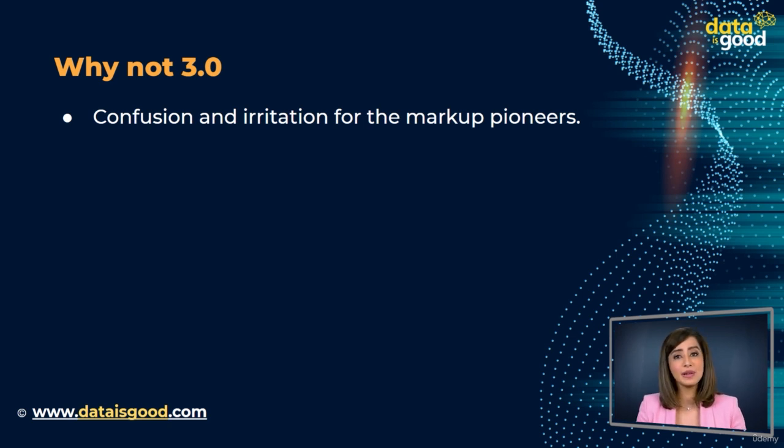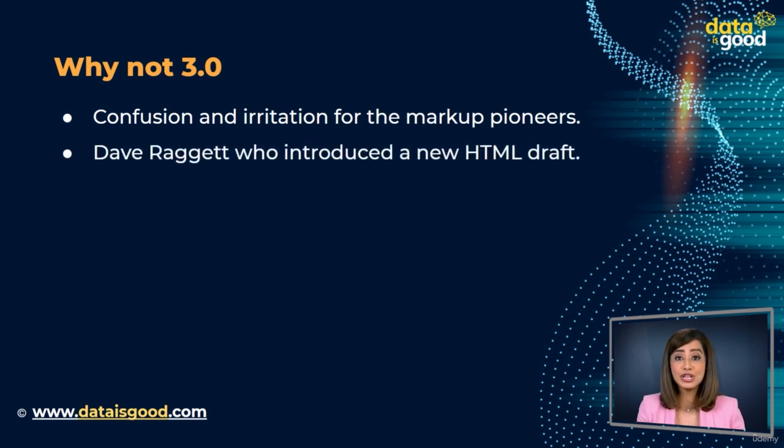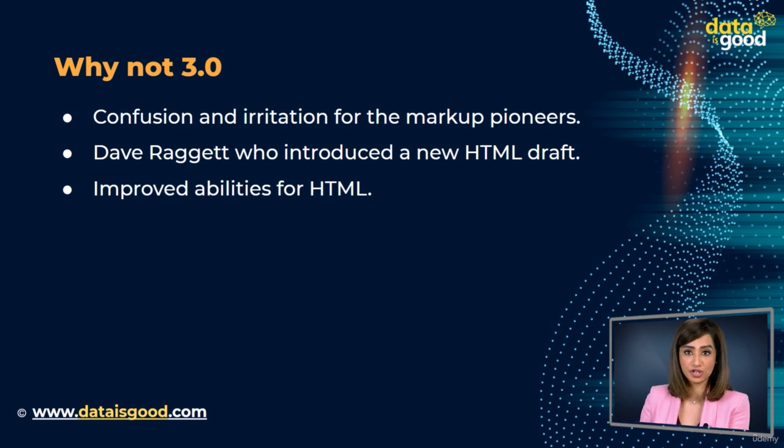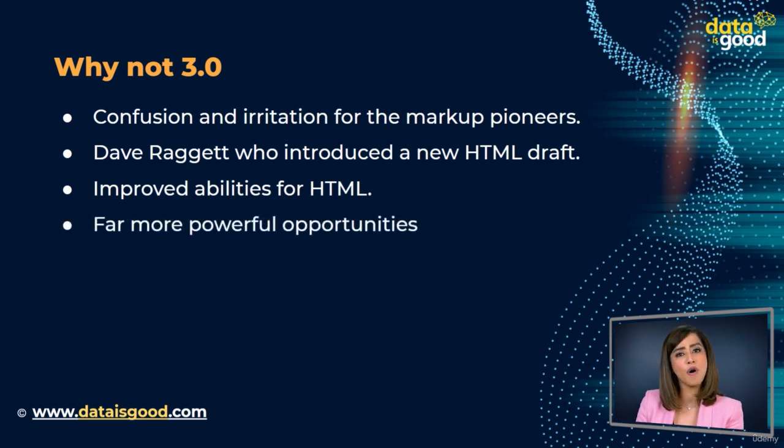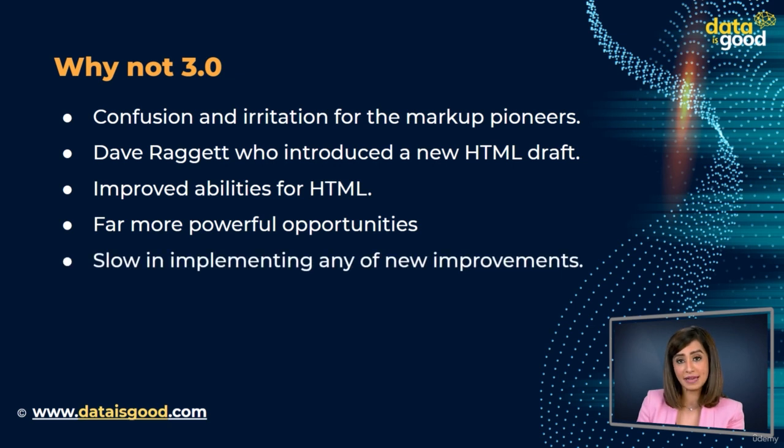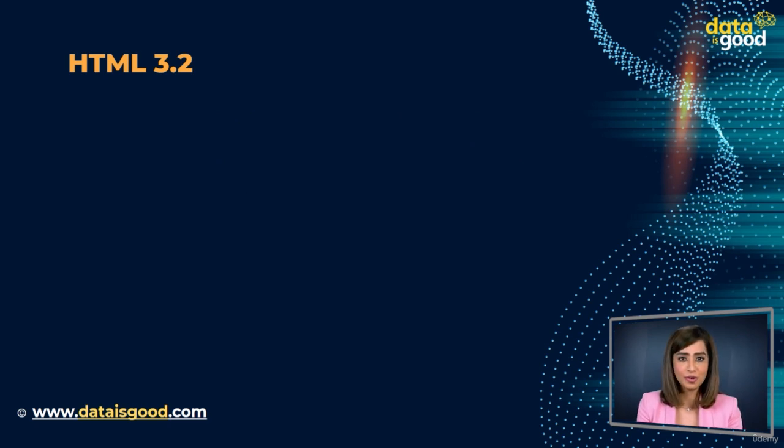There was an HTML working group led by a man named Dave Raggett, who introduced a new HTML draft, HTML 3.0. That included many new and improved abilities for HTML and promised far more powerful opportunities for webmasters to design their pages. Sadly, the browsers were slow in implementing any of the new improvements, only adding in a few and leaving out the rest. So the HTML 3.0 version was a failure. It had to be abandoned.